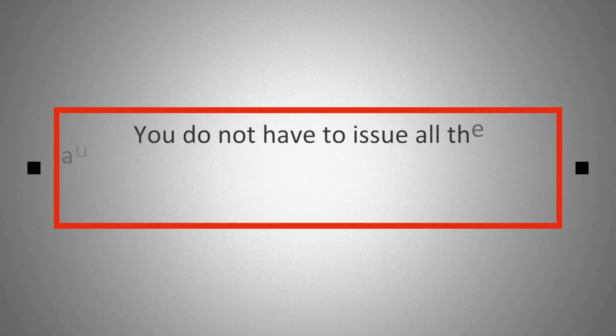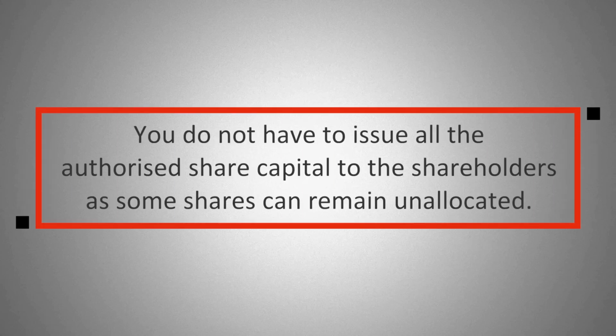Therefore, 1,200 is a more practical number as it is divisible by most numbers. For example, if you are 3 equal shareholders and each shareholder will get 400 shares, 1,200 divided by 3 equals 400. There's no fractions to complicate the transaction. However, you do not have to issue all the authorized share capital to the shareholders. Some of the shares can remain unallocated within the company.